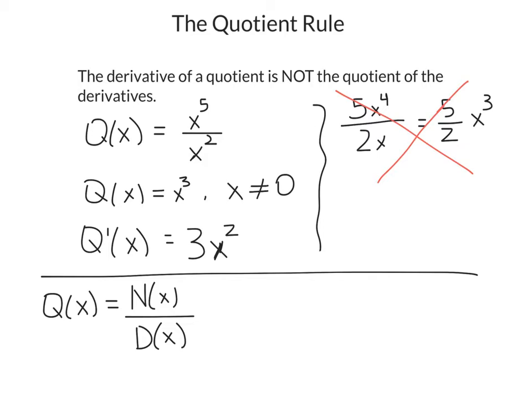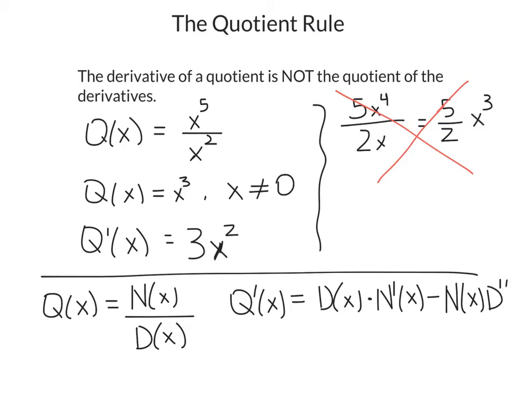So suppose we have a function q of x given by a numerator function n of x divided by a denominator function d of x. The derivative for that then is q prime of x, which is equal to the denominator times the derivative of the numerator minus the numerator times the derivative of the denominator, and then that is all divided by the denominator squared. So this is the quotient rule that we will use to find the derivative of a quotient.